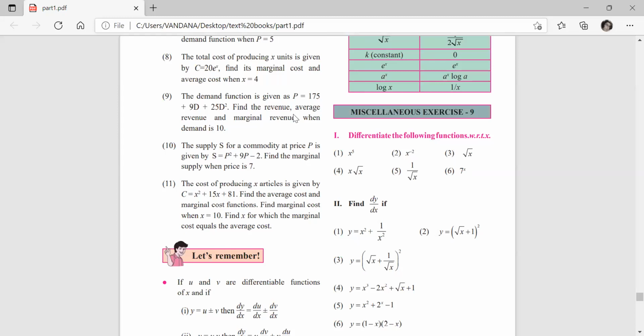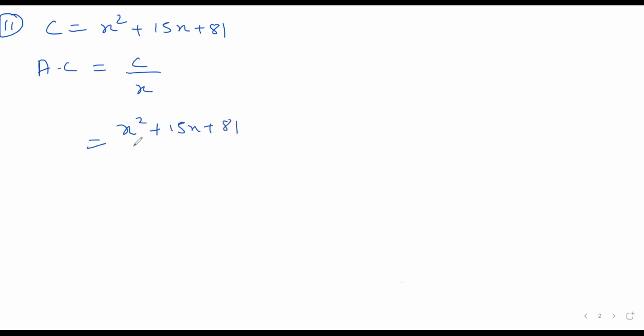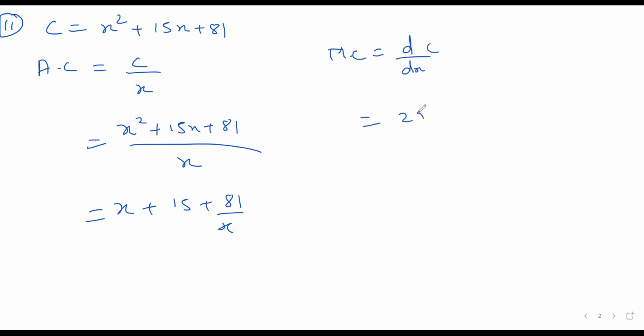Cost function is X square plus 15X plus 81. Find the average cost and marginal cost function. What is the average cost function? Total cost upon X. X square plus 15X plus 81 upon X. That is X plus 15 plus 81 by X. Marginal cost is first order derivative of cost function. That is 2X plus 15 plus 0.